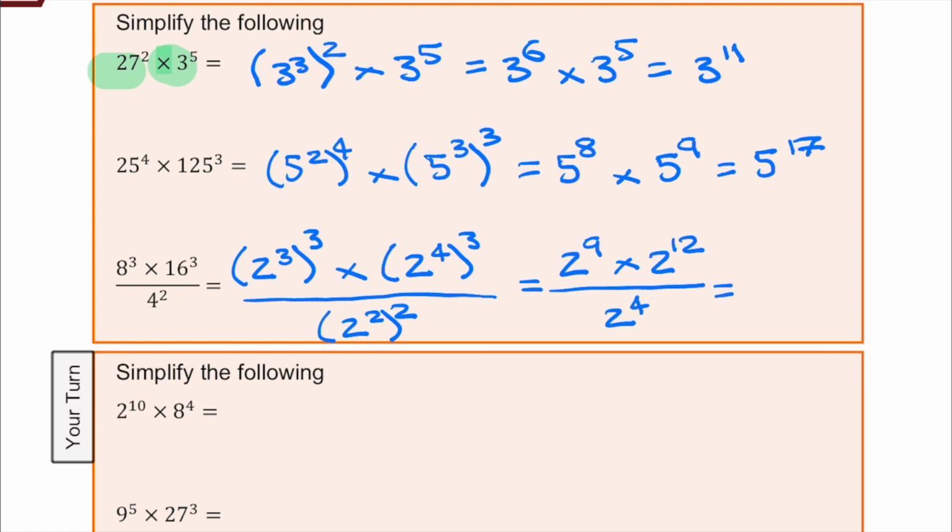Now it looks very similar to some of the questions we looked at before. Going to simplify the numerator and then bring the denominator in with the big fraction line, which means division. So in that numerator we're timesing, got the same base. I'm going to add the powers. And then fraction line is division, so we subtract the powers.